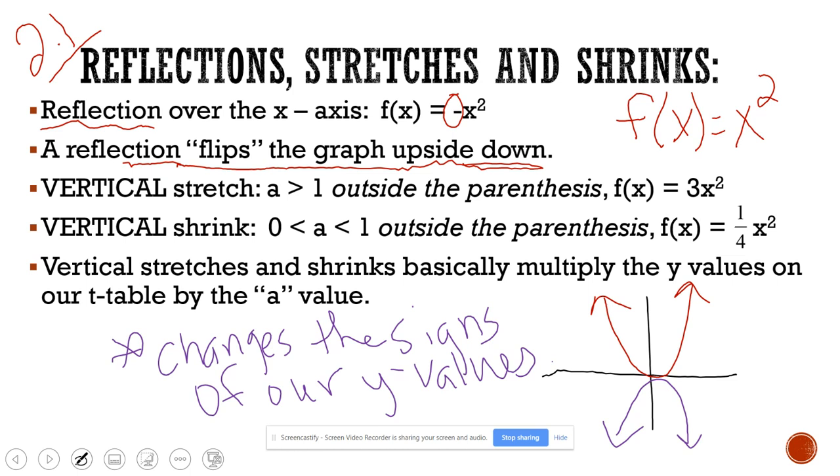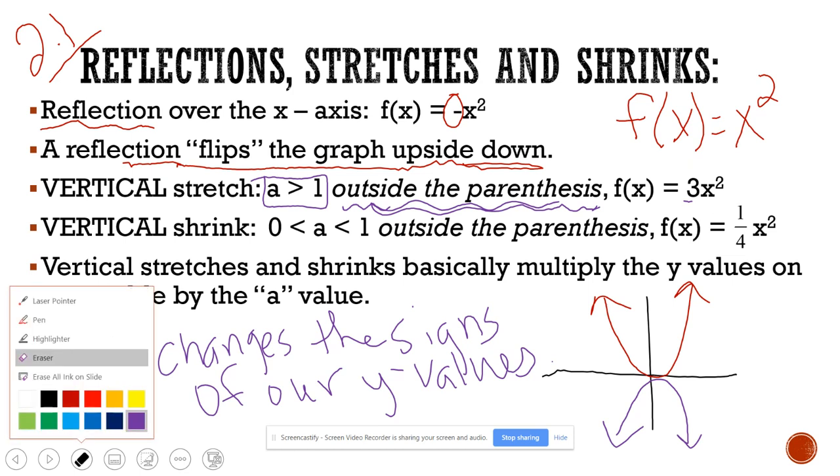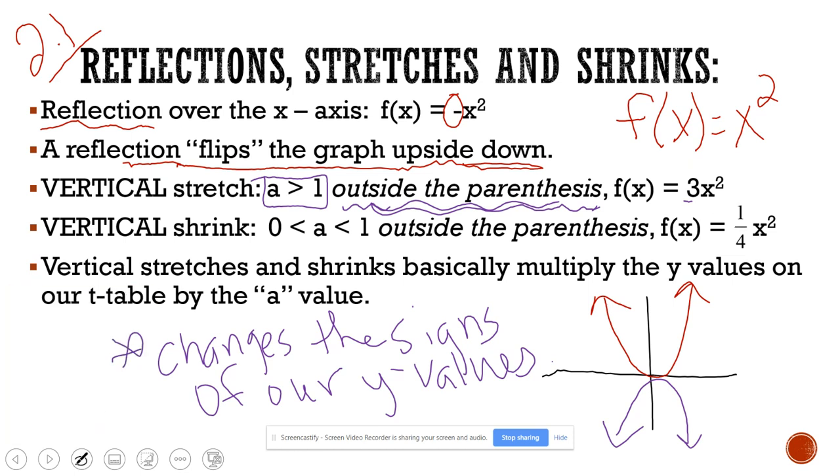We're also going to talk about vertical stretches and shrinks. A vertical stretch is when our a is greater than 1. That's this number in front of the x squared, and you must make sure we're not in any parentheses here. So it can't look like this. It has to be the way that it is. And so when we're stretching something, that means we're taking the arms here on our parent function and we're pulling them upwards.